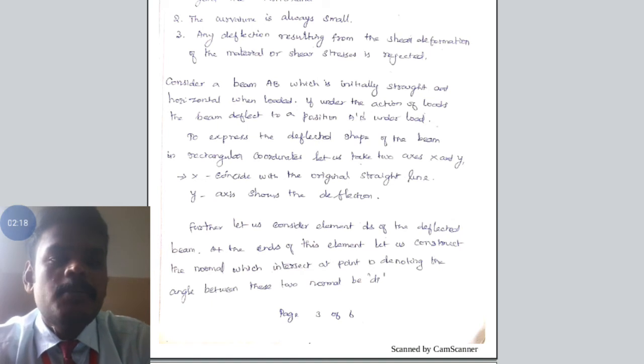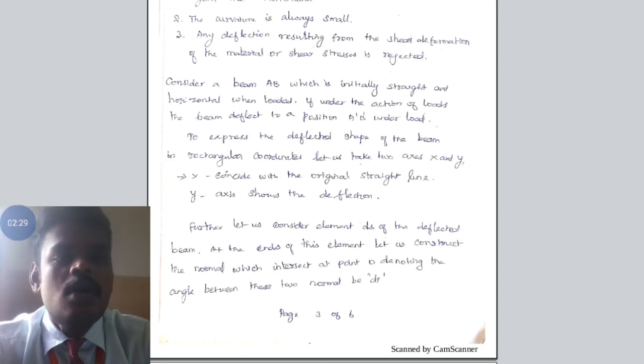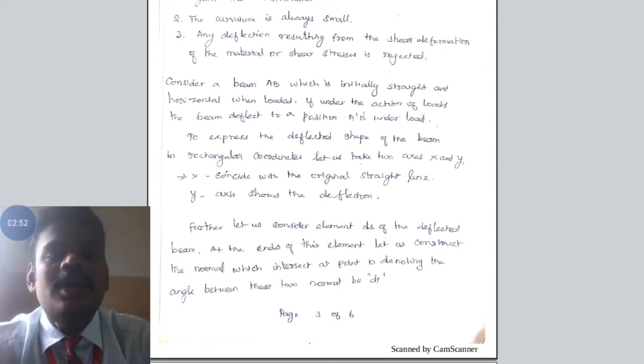Derivation. Consider a beam AB which is initially straight and horizontal. The beam is originally in horizontal position whose length is AB. After the application of loading, the beam deflects and tends to the position A dash B dash. In order to express the deflected shape of the beam, we can use x and y coordinates. Here, x coordinate is used to describe the length of the beam, and y coordinate is used to identify the deflection of the beam.